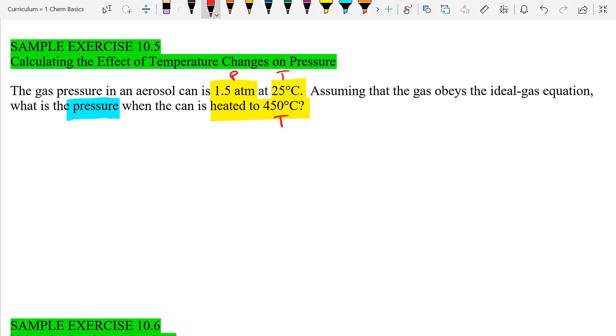We need to consider what we have, consider where we're going, and then choose which of the gas laws makes the most sense. Well, our goal is to find a new pressure at a new temperature. We have a starting pressure with a starting temperature. We didn't talk about this law specifically, but as you increase temperature, you will increase pressure. This is similar to the way Charles' law works.